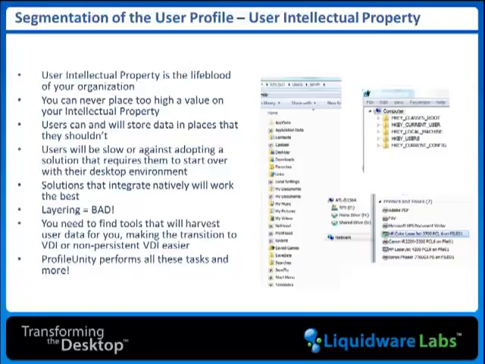But if you think about all the user intellectual property we have present on the thousands and thousands of desktops that may be present in your organization, a lot of that data is not being taken care of today. And that's a big problem because that means you're only one hard drive failure away from losing a tremendous amount of user intellectual property.